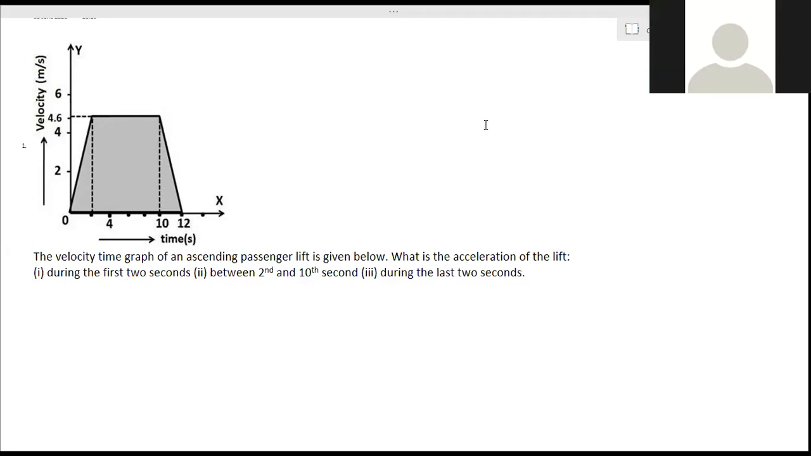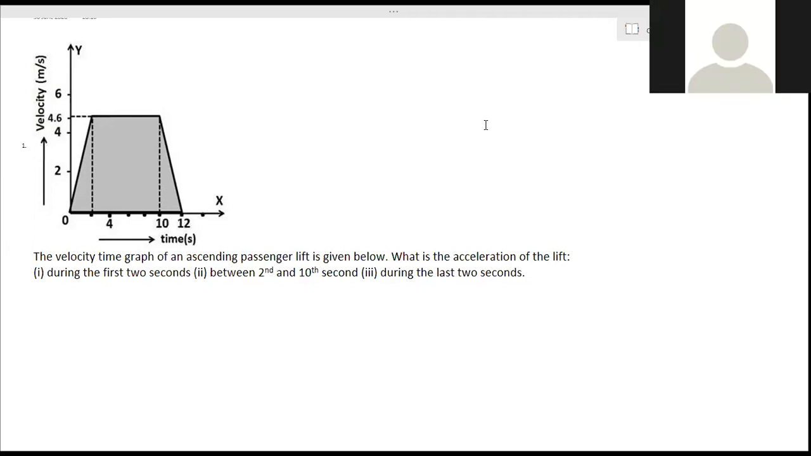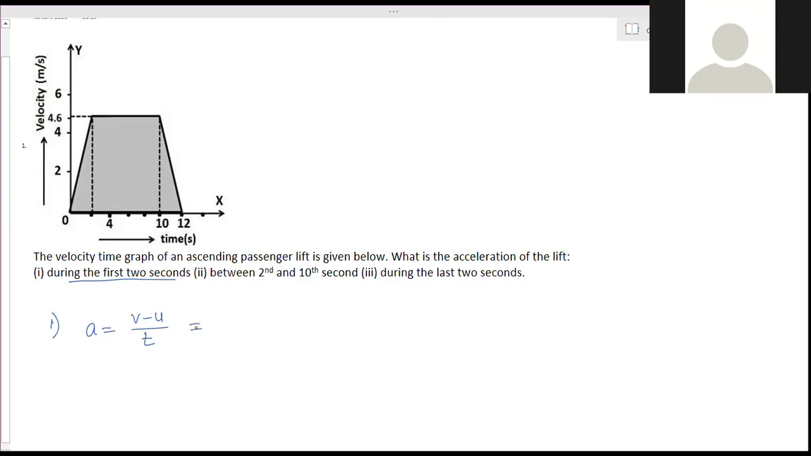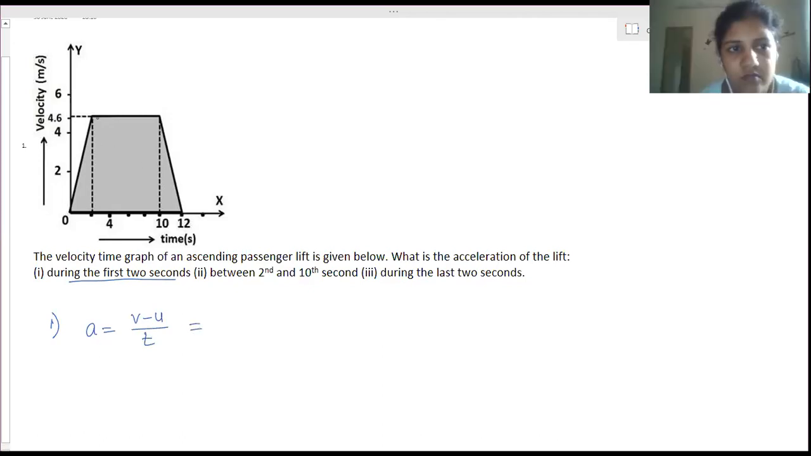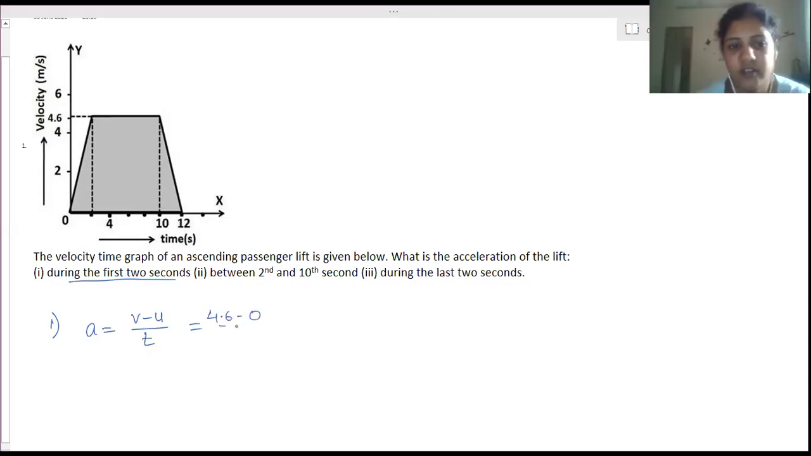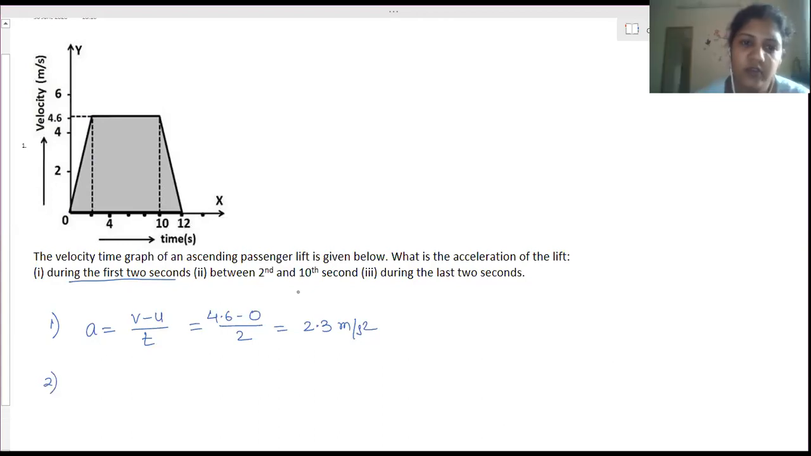Ma'am, we know that the acceleration formula is v minus u by t. So first, we have to find the initial and final velocity. During the first 2 seconds, the initial velocity was 0, the final velocity is 4.6 and the time is 2 seconds. So 4.6 minus 0 by 2 is equal to 2.3 meter per second square.